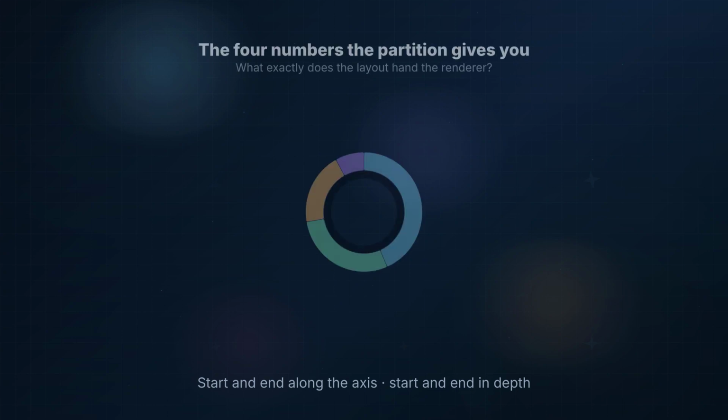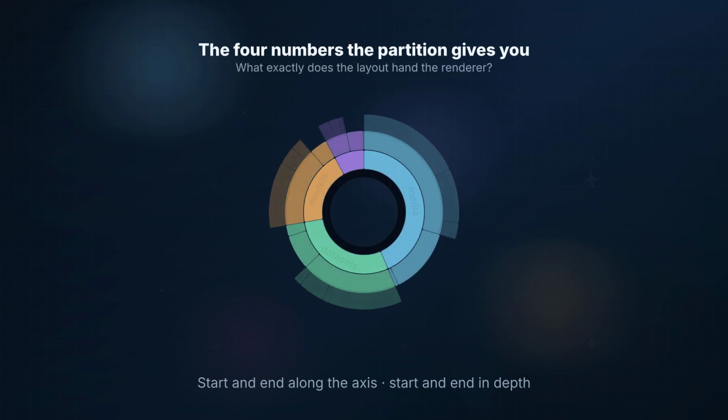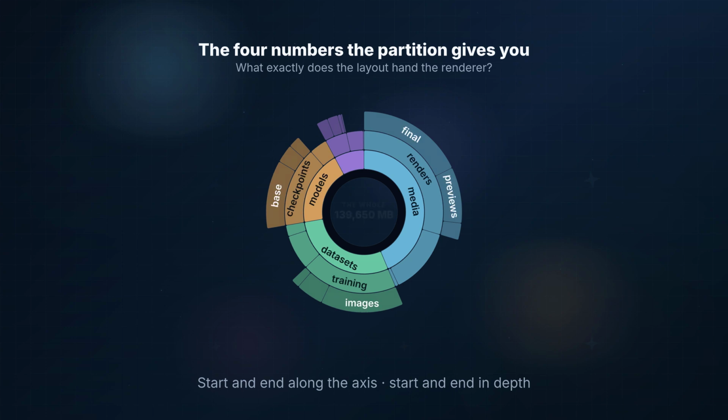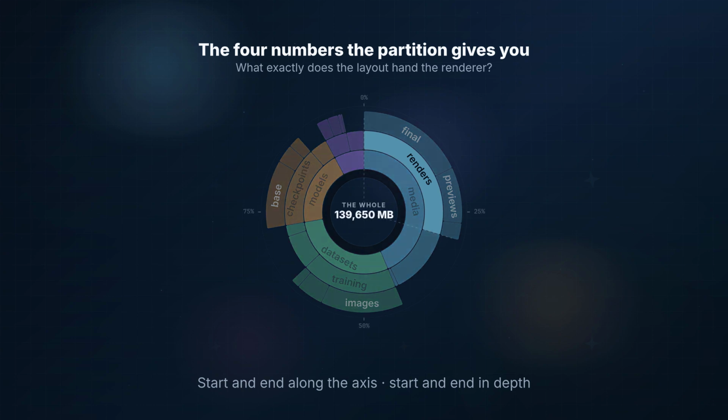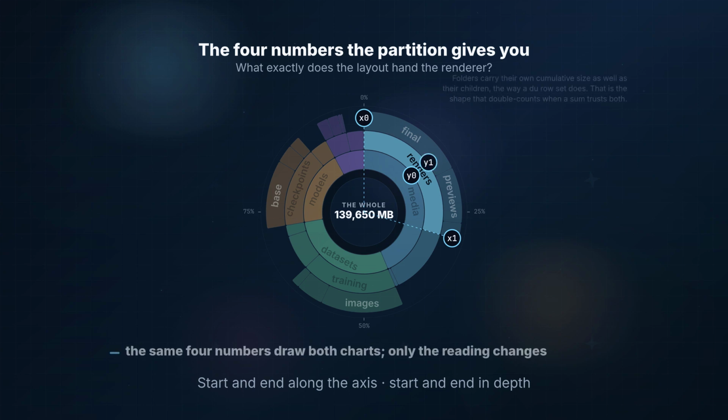The partition gives every node exactly 4 numbers, and tutorials name them without explaining them. The first pair is a start and an end along the axis being divided. Treat the whole axis as one unit of space. A node owning a quarter of the data gets a quarter of that span, positioned wherever its parent sits. The second pair is the depth band, which says which level the node lives on. Feed the first pair into an angle, and you have a sunburst. Into a horizontal position, and you have an icicle.